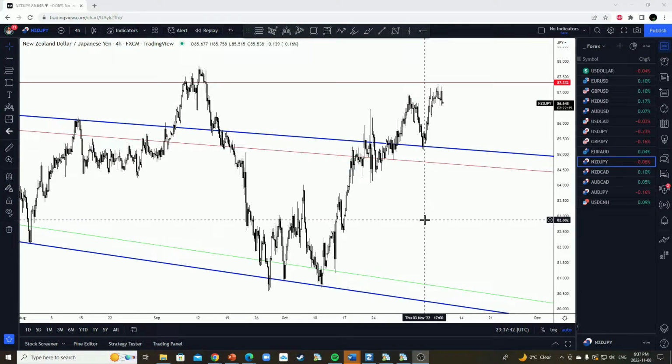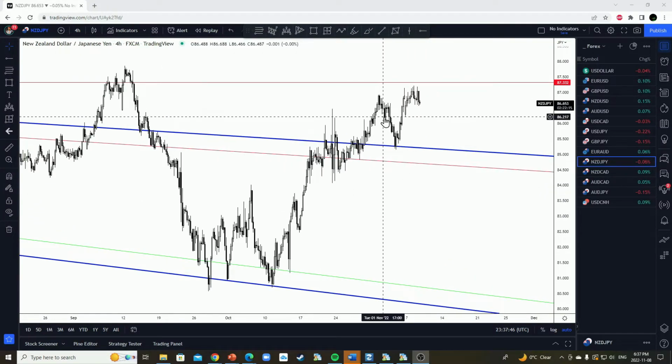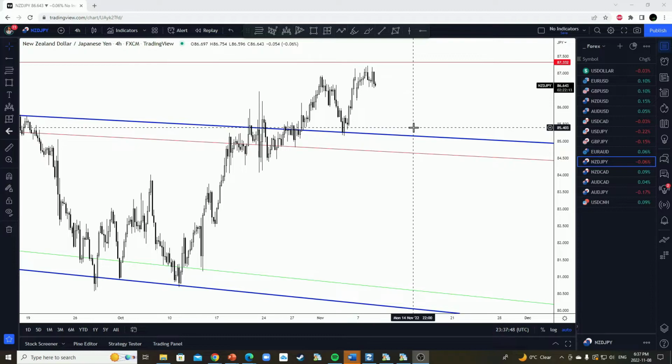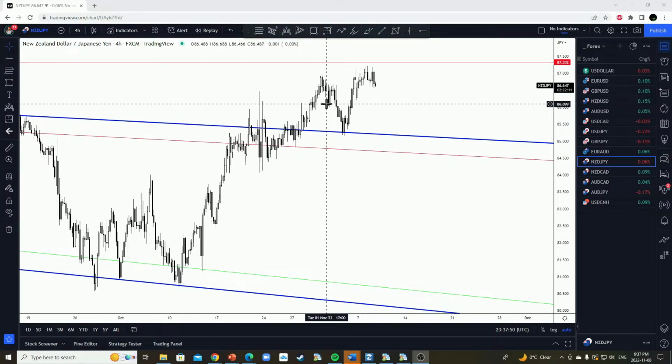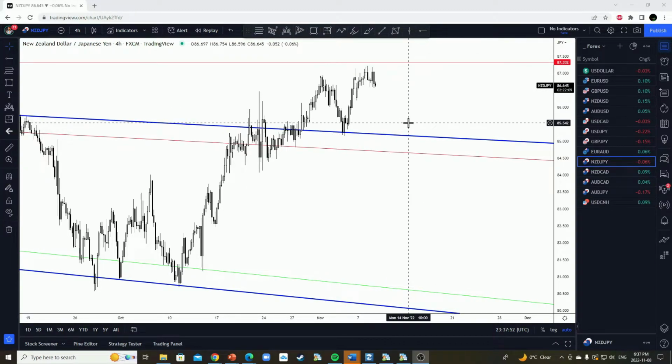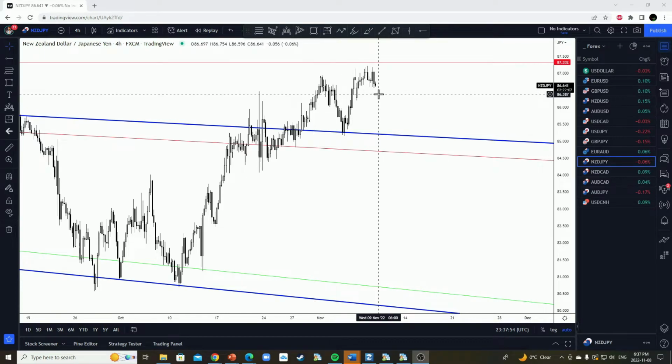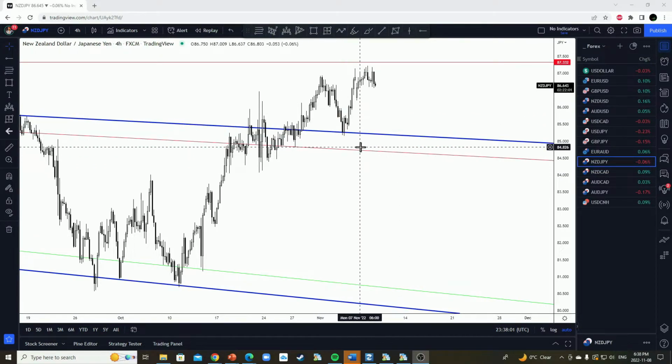So first, let's talk about New Zealand yen. I had shorted in this zone here, and I got spooked when I saw this bullish engulfing pattern for some reason. I just exited almost flat. I think I lost like $1. I lost exactly $1.45 on that trade.